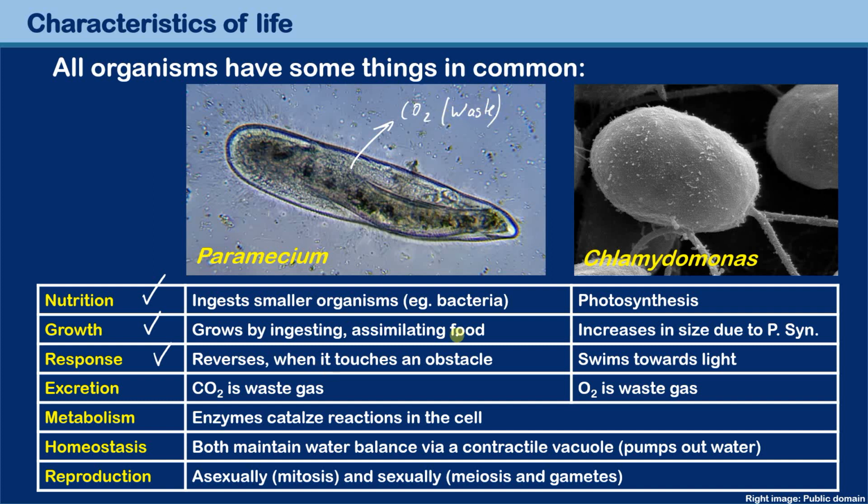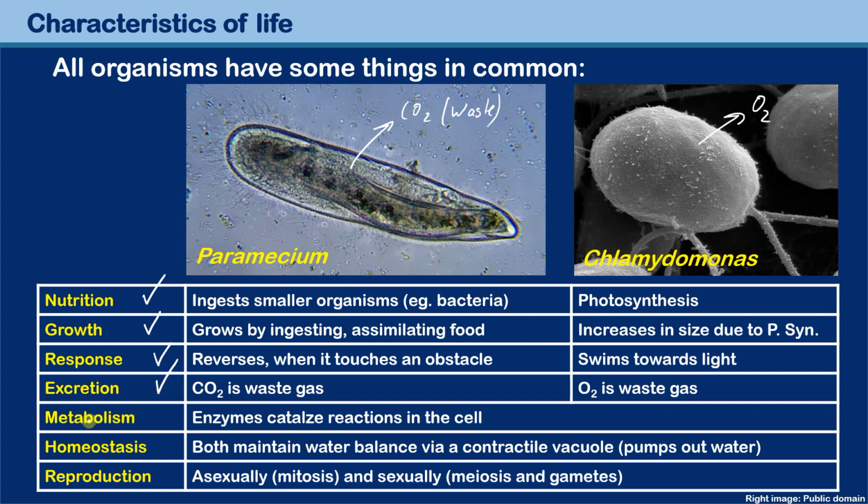Okay, so what about Chlamydomonas being a plant? It also produces a waste, but this waste is called oxygen gas, O2. Yes, this is a waste excretory product of plants. During photosynthesis, they produce oxygen, which is not needed, and it's given off. So that is another thing, excretion.